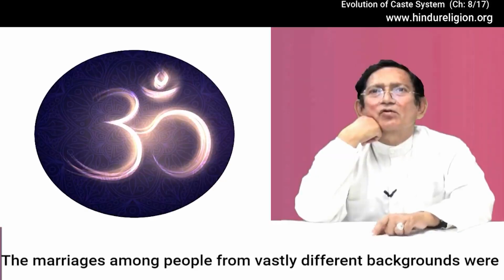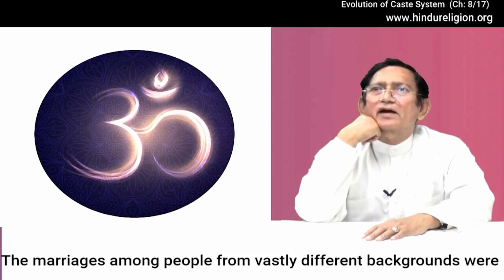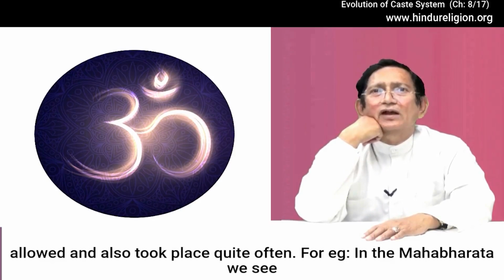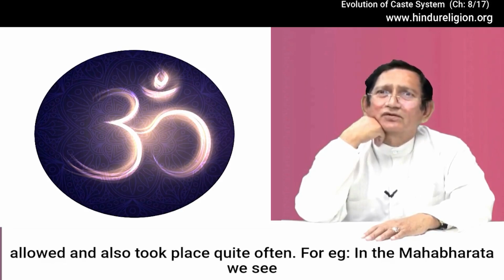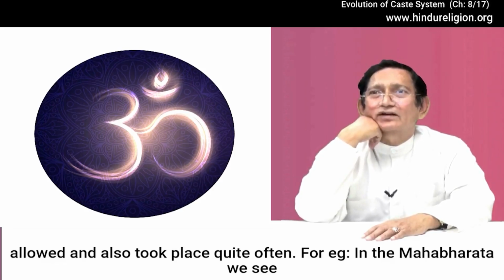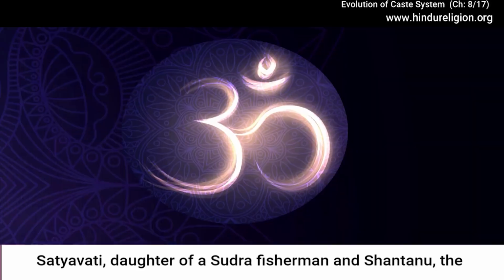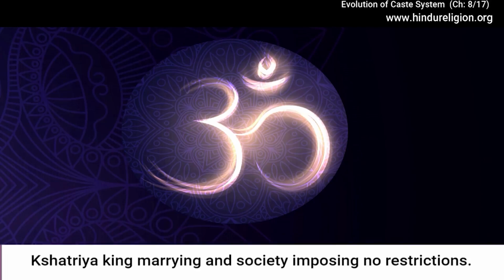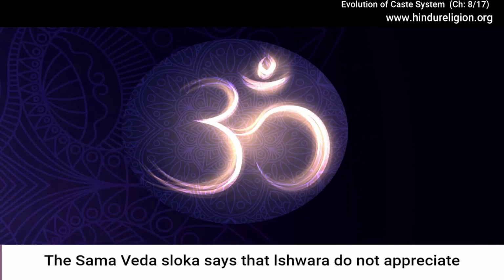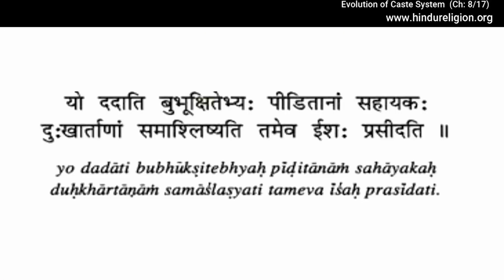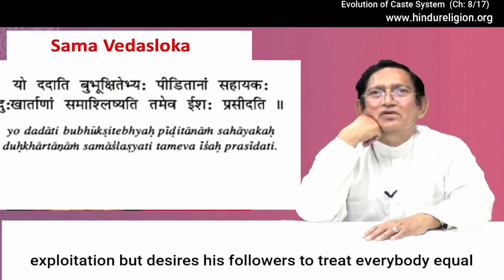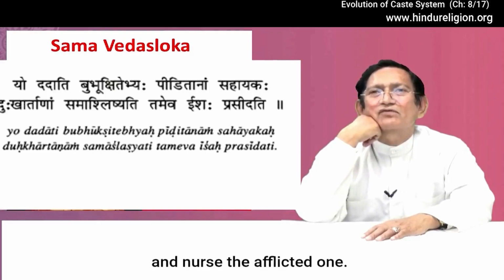Marriages among people from vastly different backgrounds were allowed and also took place quite often. For example, in the Mahabharata, we see Satyavati, daughter of a Shudra fisherman, and Shantanu, the Kshatriya king, marrying and society imposing no restrictions. The Samaveda sloka says that Ishvara does not appreciate exploitation but desires his followers to treat everybody equal and nurse the afflicted one.